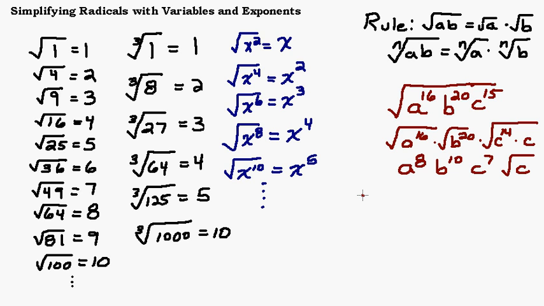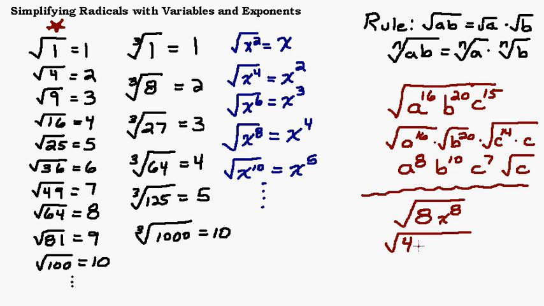Now, we could stick a number in there with this. Here's a tricky one I like to give. Let's say we had the square root of 8x to the 8th. Now you have to treat the coefficient 8, the big 8, differently than the exponent 8. For the big 8, we have to use our perfect square list. Are there any of these numbers that go into 8? Yep, 4 goes into 8. So we'll split up the big 8 into 4 times 2.